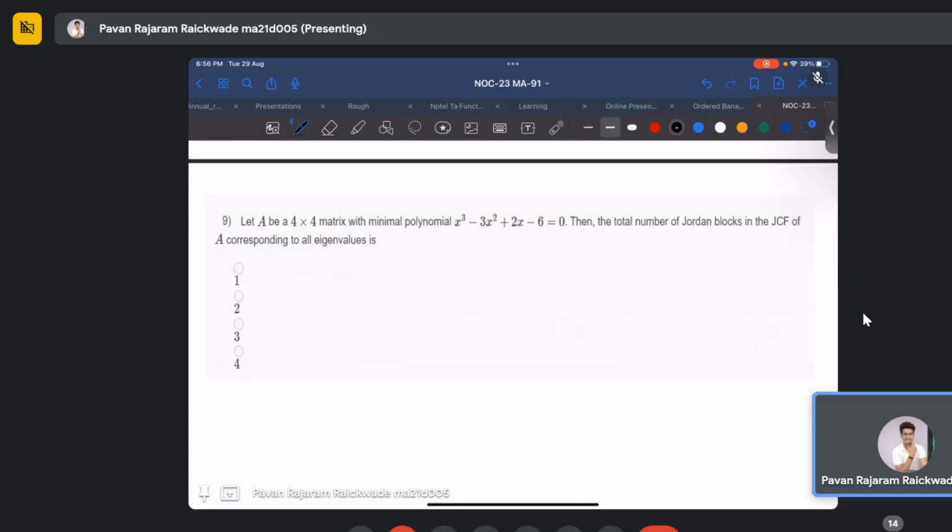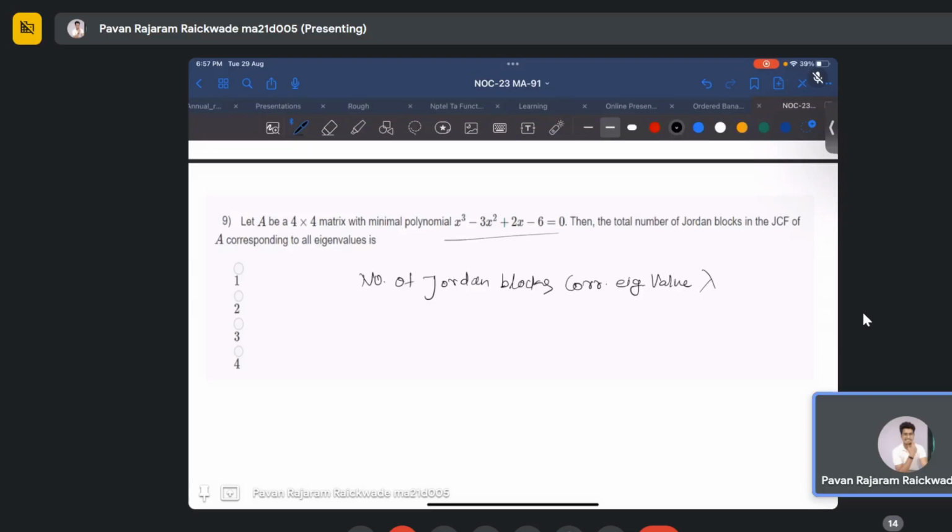Okay, let A be a 4 cross 4 matrix with minimal polynomial this. Then the total number of Jordan blocks in the JCF of A corresponding to all eigenvalues is. So the theory that we'll use is number of Jordan blocks corresponding to eigenvalue lambda. Okay, I'm confused. What does the degree of the factor x minus lambda in the minimal polynomial represent? Is it the number of Jordan blocks, or is it the geometric multiplicity of the eigenvalue lambda? Number of Jordan blocks. Okay.